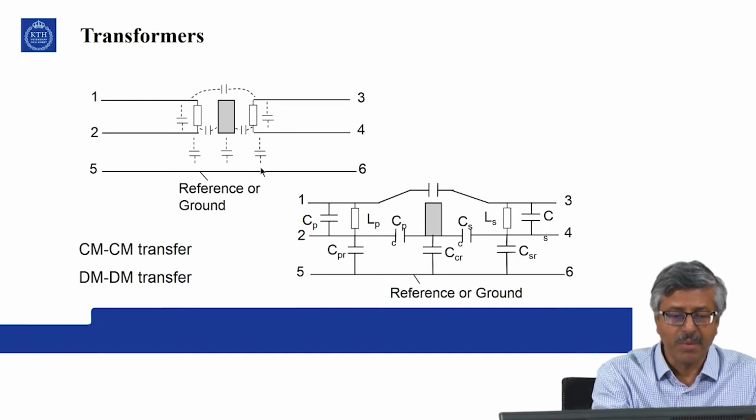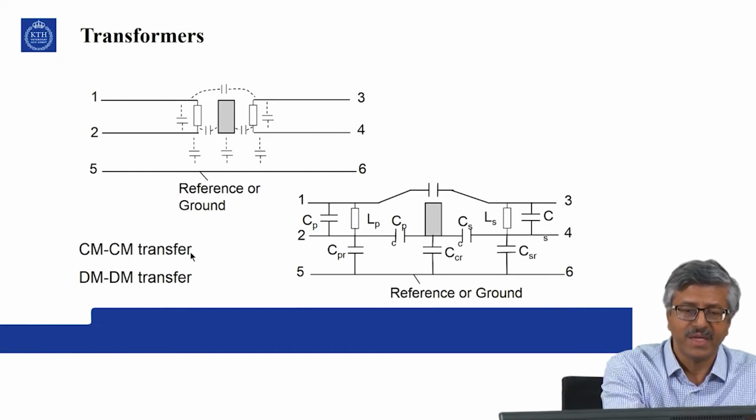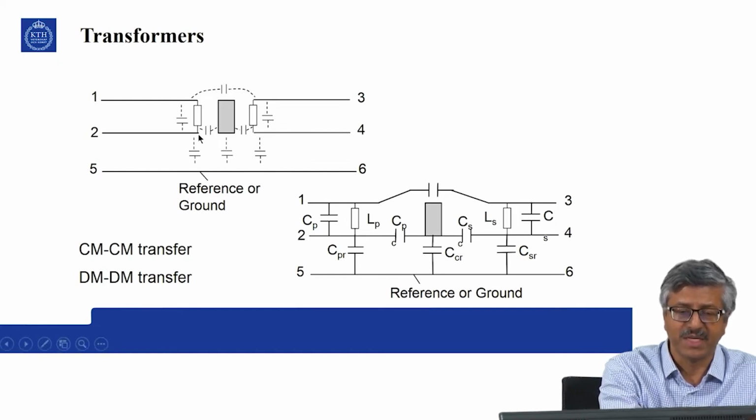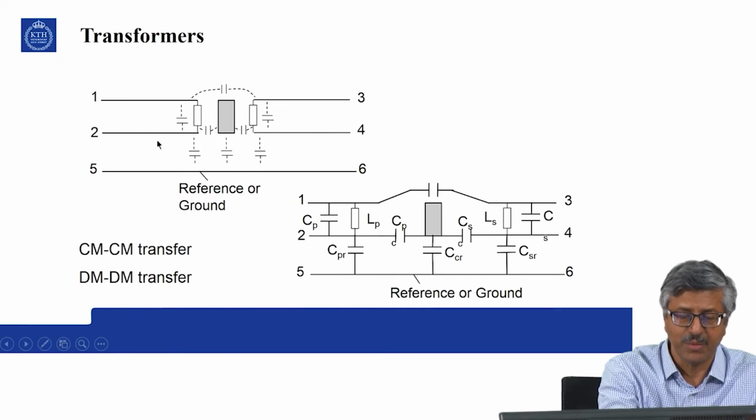You can have common mode to common mode transfer. You have seen in the first class what is meant by common mode. There the currents will be in the same direction, and differential mode to differential mode transfer. Differential mode is when currents are in the opposite direction.